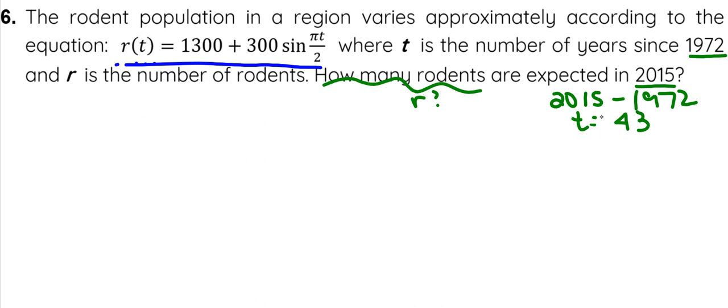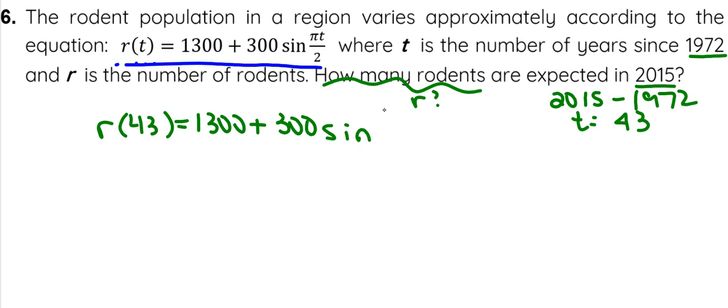So what I'm going to do is go into my formula and I'm looking for 43 years. So 1300 plus 300 sine of pi times t all over 2. Now, this formula here, we're going to enter into the main screen of our calculator because we know what our x is, so we can just plug it in.